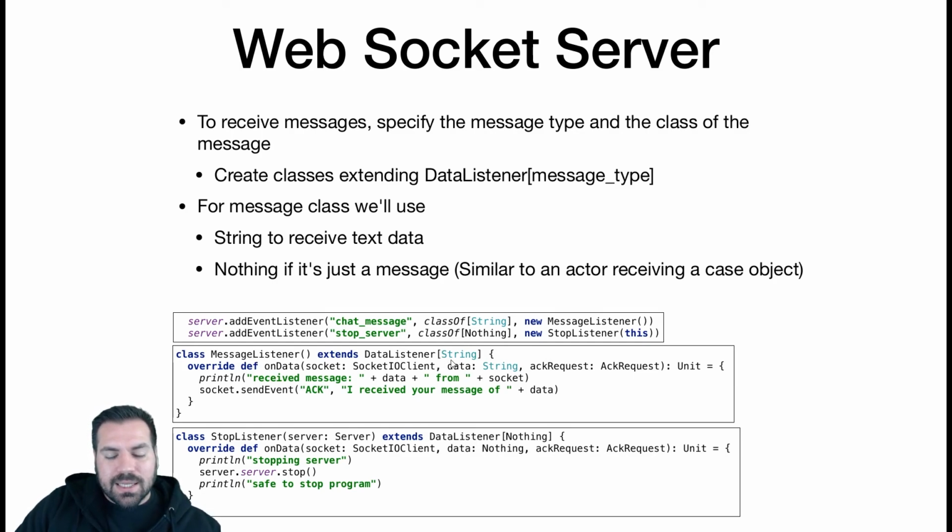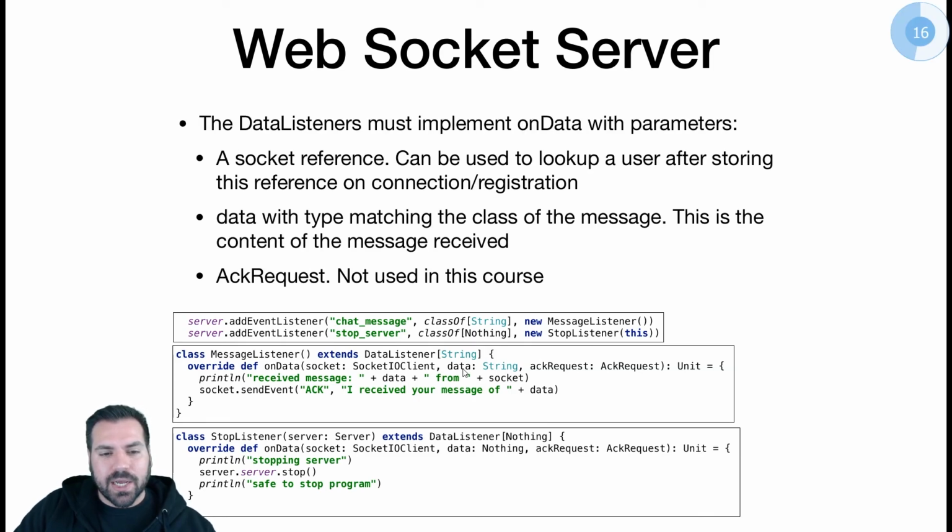So message listener extends this data listener of string, saying I exist to respond to messages whose content is a string. Whenever a message of whatever type is received, the listener itself doesn't actually know the type that it's responding to. But in this example, when a message of type chat message is received by this server, it's going to tell its message listener object, it's going to call its onData method, rather. It's going to call the onData method with the socket, like we saw with connect and disconnect. But now we're also going to have the data associated with that message. So we received a chat message containing the actual message that somebody typed into the chat. That message is going to appear right here, in this data variable.